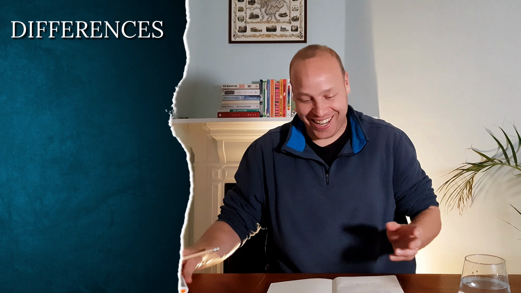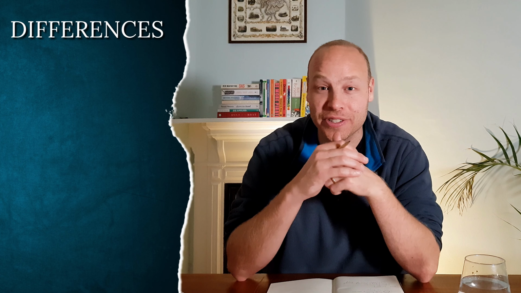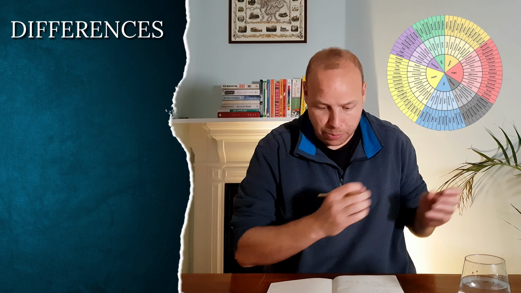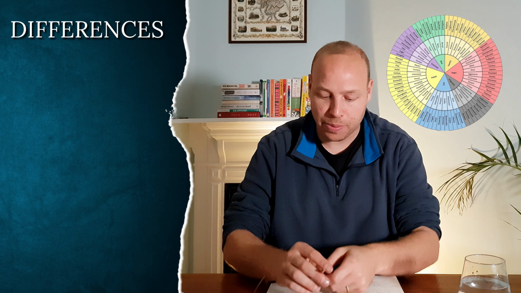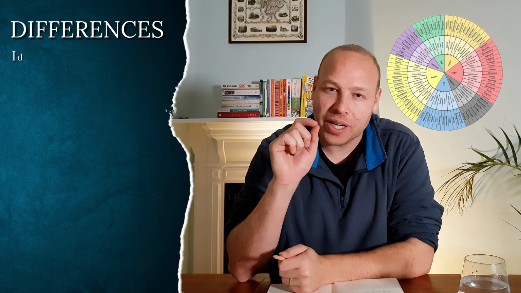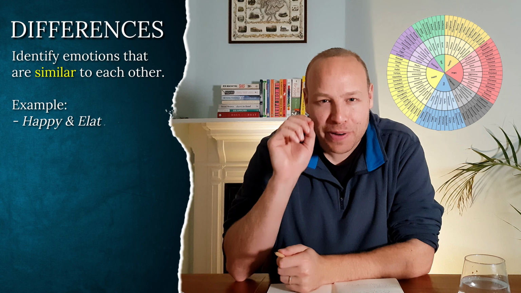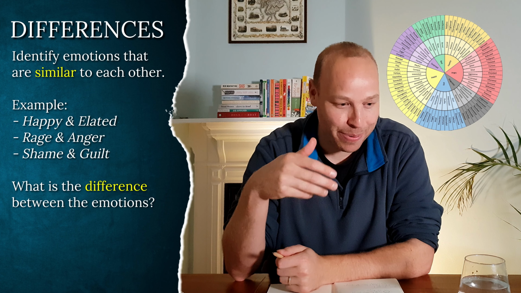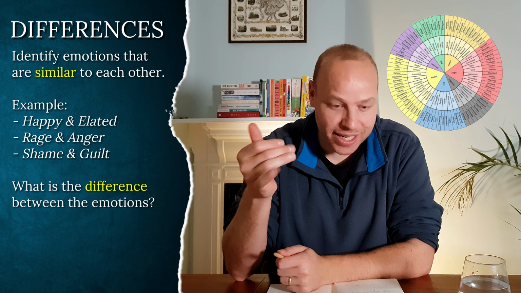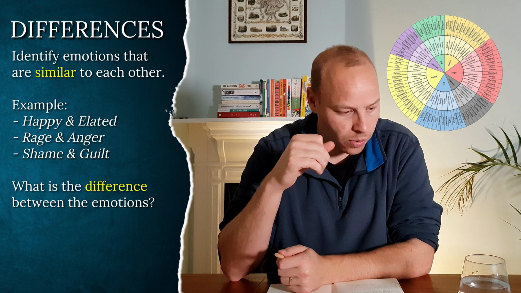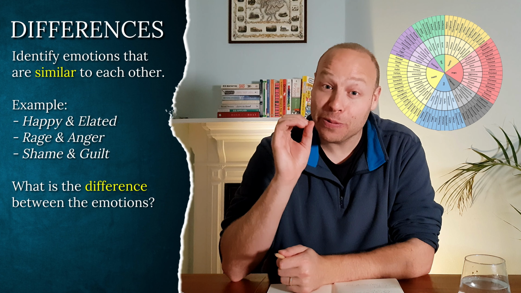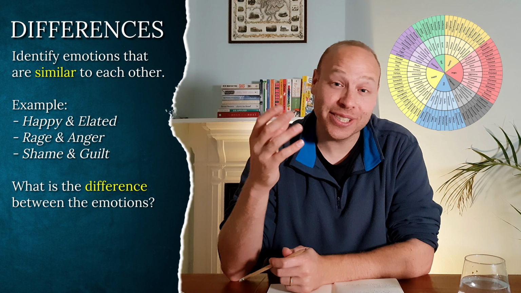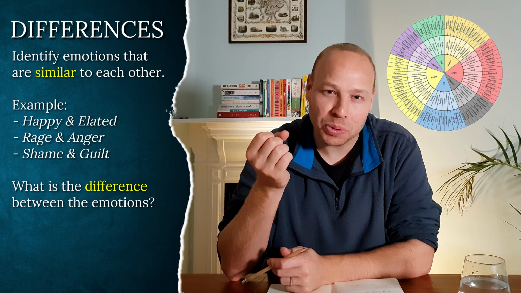Excellent. So there's 30 seconds just like that. We're going to go on to differences now. In this exercise, you can see I'm bringing the emotion wheel back up. I'm just going to put it to the side for a bit and then I'll bring it back up in full. But what I want us to do is to identify a couple of emotions that are very similar to each other. For example, happy and elated, or elated and excited, rage and anger, or shame and guilt. Emotions that are very similar to each other. As you can tell by the title of this exercise, our task is to figure out what is the difference between the two of those.